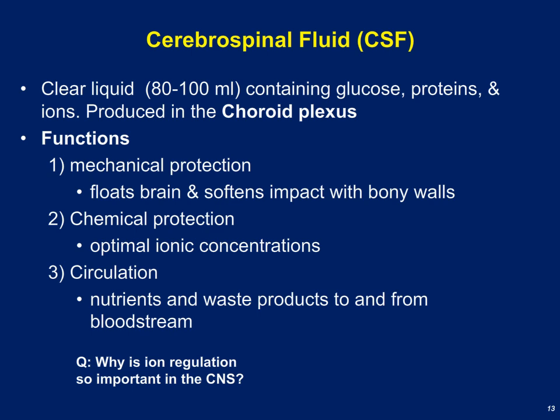So remember back to the meninges, we said that we have a special fluid called CSF or cerebral spinal fluid that's found within the subarachnoid space of the meninges. This is a clear liquid and we generate about 80 to 100 mL a day containing glucose, proteins, and also some select ions. It's produced in something called the choroid plexus, which is located deep inside the brain inside the lateral ventricles. And so the functions of cerebral spinal fluid are many.